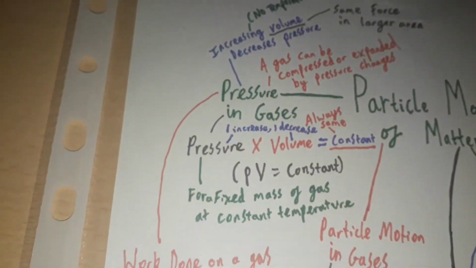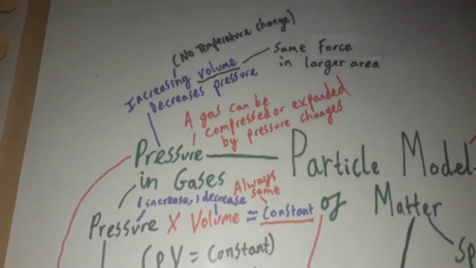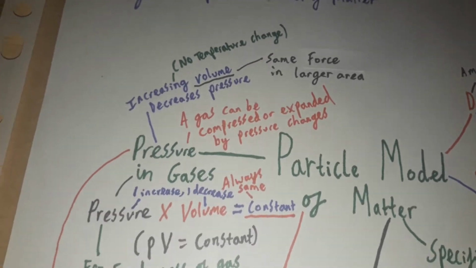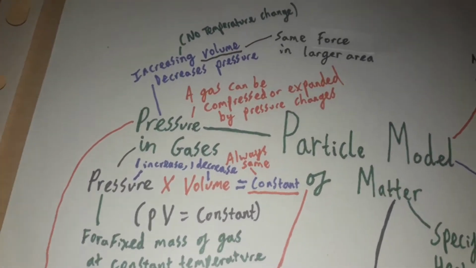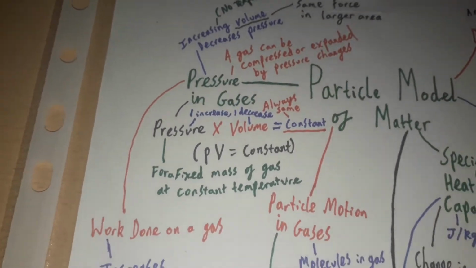So next, let's look at pressure in gases. So firstly, a gas can be compressed or expanded by pressure changes. This means by changing the pressure, we can make a gas go into a really small area or go into a really wide area. So let's look at the equation for this.